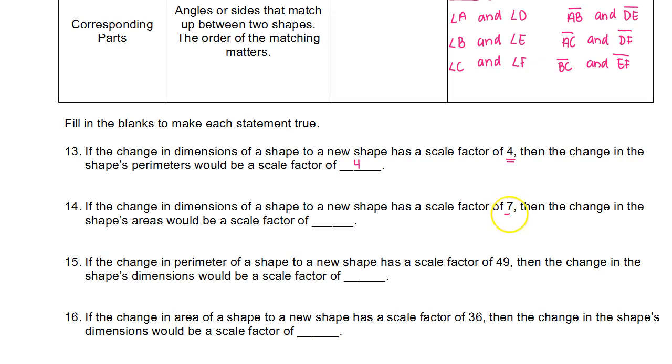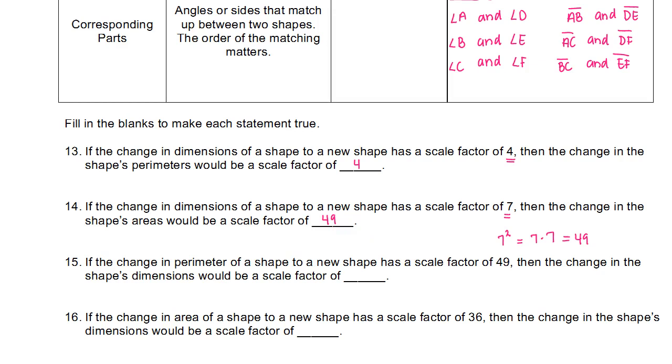Number 14, if the change in dimensions of a shape to a new shape has a scale factor of 7, then the change in the shape's area would be a scale factor of. So if they had asked about perimeter, it would be a scale factor of 7. But for the area, we're actually going to take that scale factor and we're going to square it. So we're going to multiply it by itself. 7 times 7 is 49. So that means the new image would have an area 49 times the original.